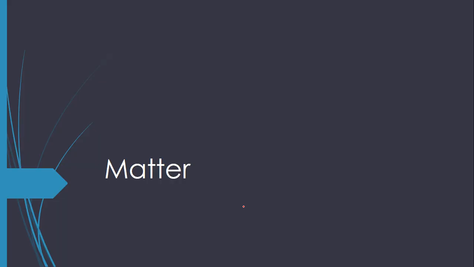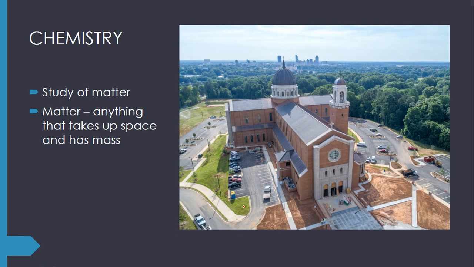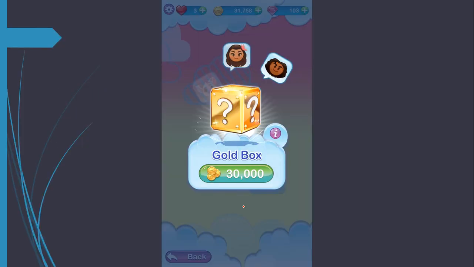All right, so matter. We talked that chemistry is the study of matter. Matter is anything that takes up space and has mass. And my real funny joke was that the cathedral has mass and takes up space, therefore it matters. And there you go. And then we talked about the scientific method, and specifically how my daughter was using it for her emoji game.